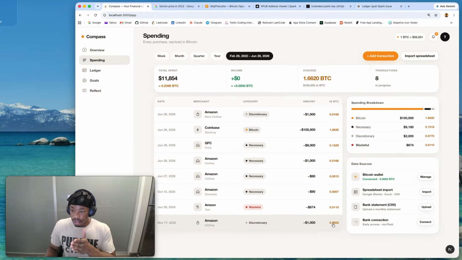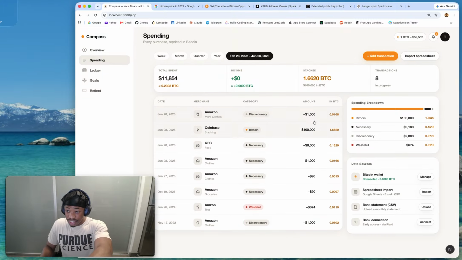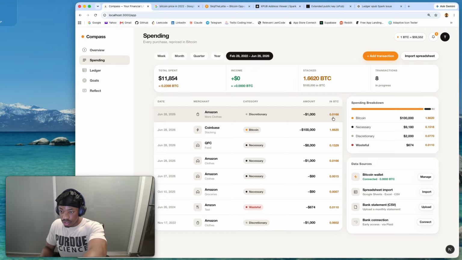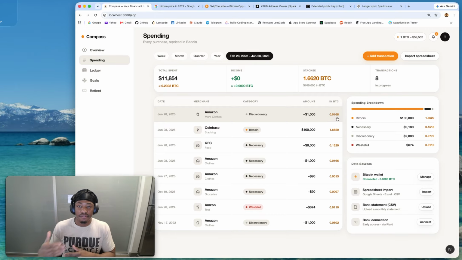Okay, notice how the clothes that I bought in 2022, the same price in USD was $1,000, but you can see here again, 0.0602, and now it's 0.0168. You see how much of a difference that makes in terms of how much money I've actually made.